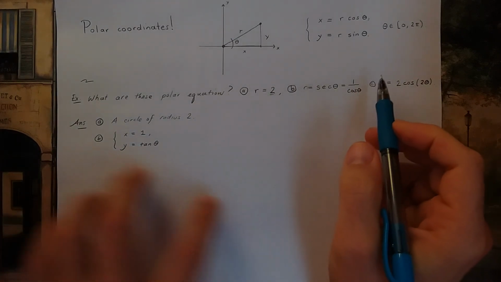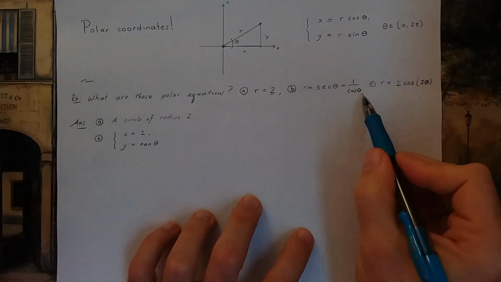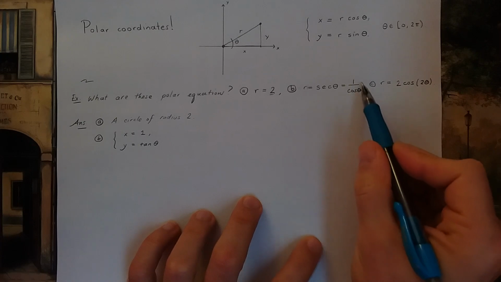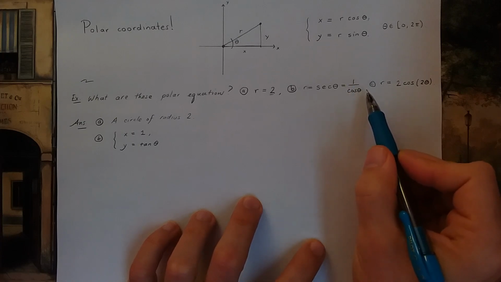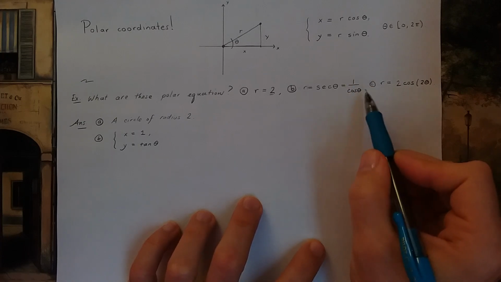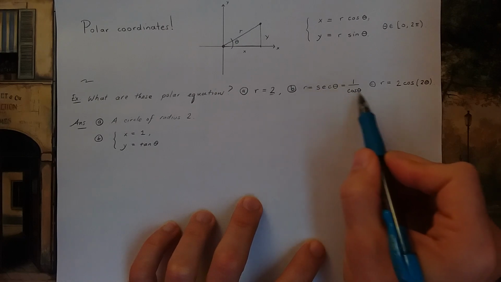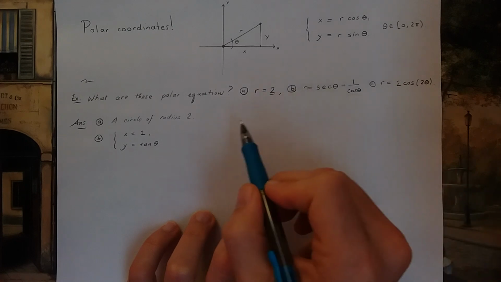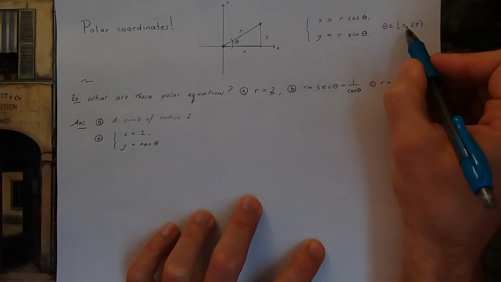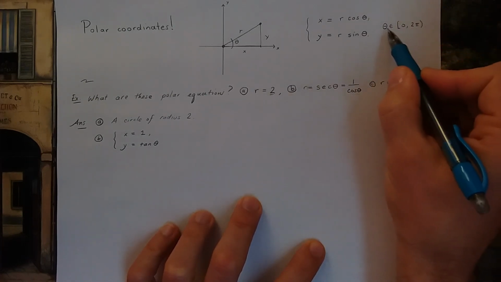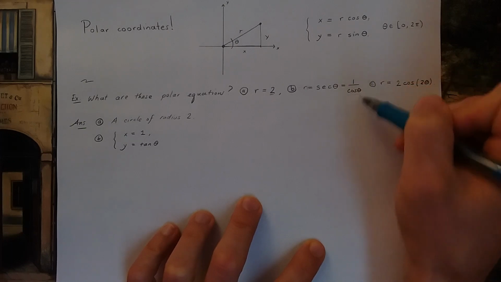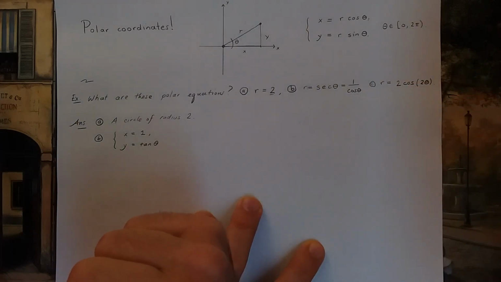Well, in this case, since secant is undefined when cosine is equal to 0, I guess I'm not implicitly allowing the values of theta that make cosine equal 0.